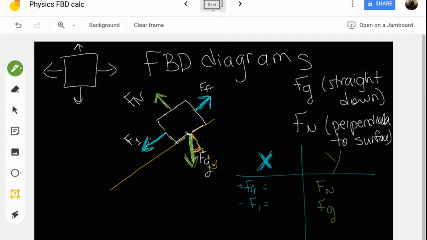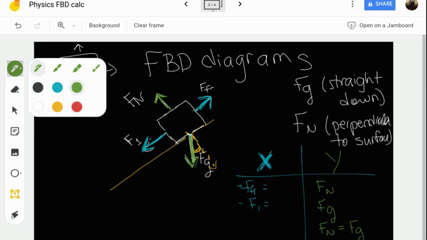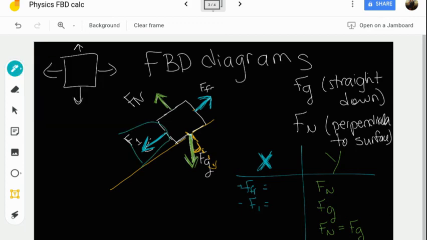Now, because this object is not bouncing off this ramp, your force normal has to equal your force of gravity at that angle. It's a little bit different because it's at an angle, but those two have to equal. And then in your x direction, if it's sliding, your force 1 is a little bit stronger than your frictional force.